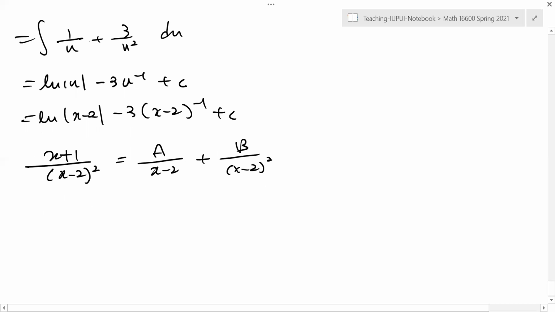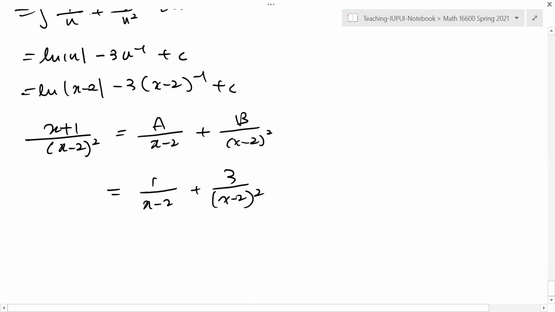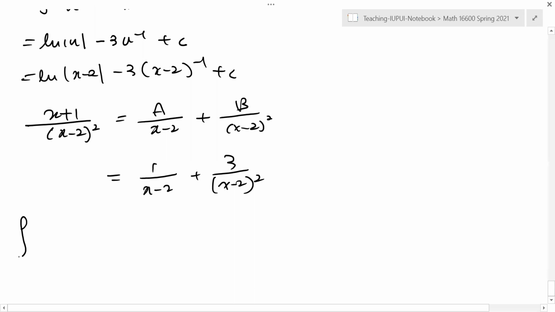You can find A and B, no problem. So what is A and what is B? Actually, you can get A is 1, B is 3. I just skip that part. So this is the second method, because I just give the sketch idea. You get this, then you integrate each of them: x plus 1 over x minus 2 squared dx.